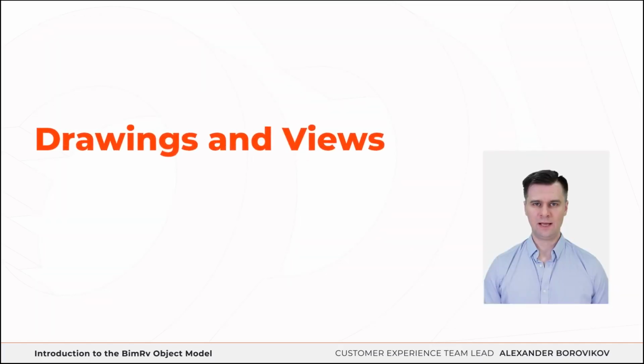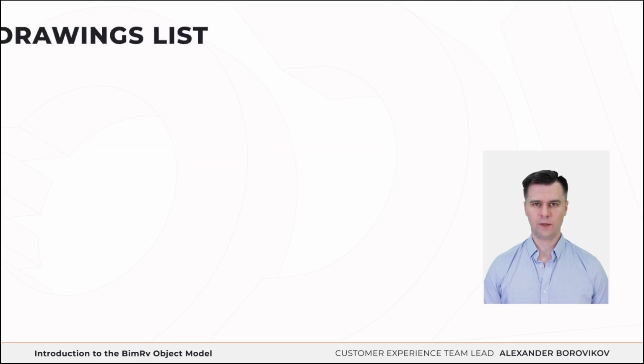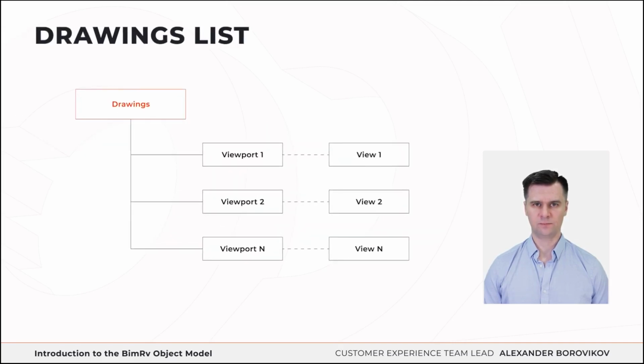The next block is dedicated to visualization-related issues. Here we need to distinguish two terms, drawing and view. Drawing can include multiple views. The dependency between drawing and view is through viewports. Drawing has IDs of the viewports, and the viewports refer to views.